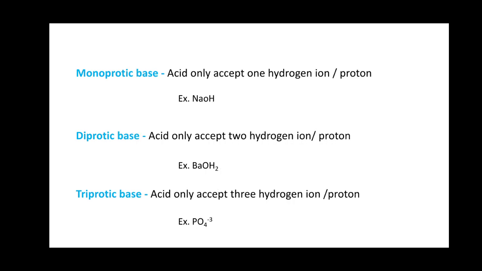When it comes to bases, a base that accepts only one hydrogen ion is a monoprotic base, that is sodium hydroxide, and a diprotic base accepts two hydrogen ions, such as barium oxide, and a triprotic base accepts three hydrogen ions.